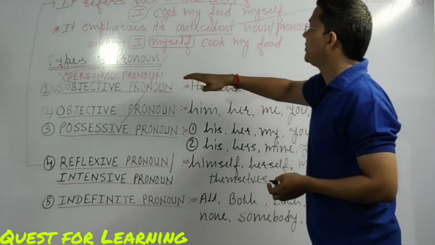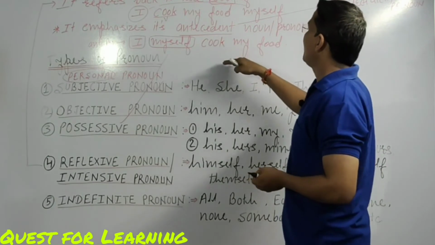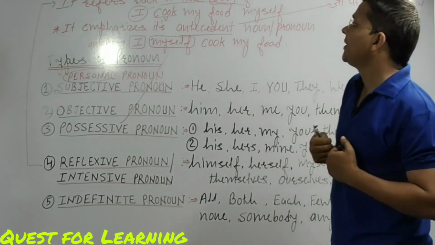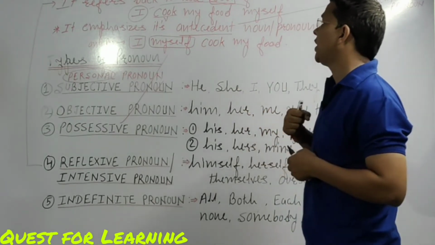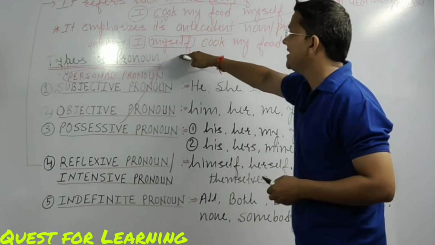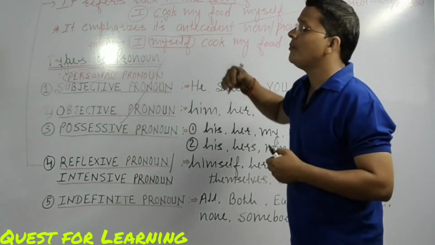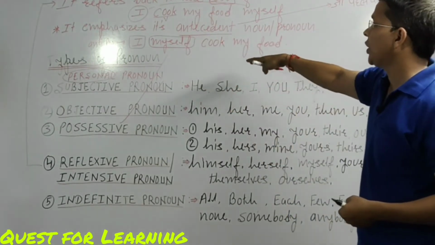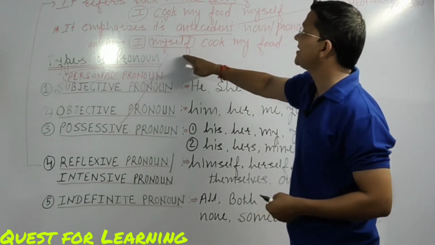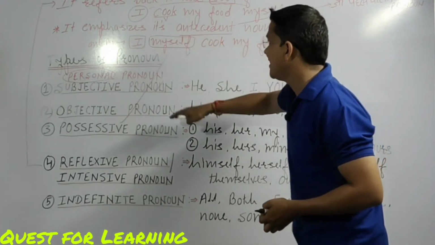हैव अ लुक ऑन एग्जांपल. आई माई सेल्फ कुक माई फूड. मैं अपना खाना खुद ही पकाता हूँ. हियर व्हाट वी आर डूइंग, वी आर एम्फेसाइजिंग. I myself, मैं खुद ही अपना खाना पकाता हूँ. Here we are emphasizing myself. Myself is an intensive pronoun.